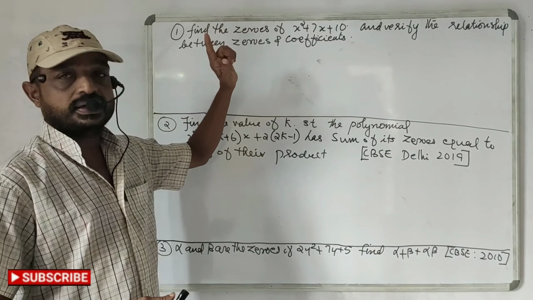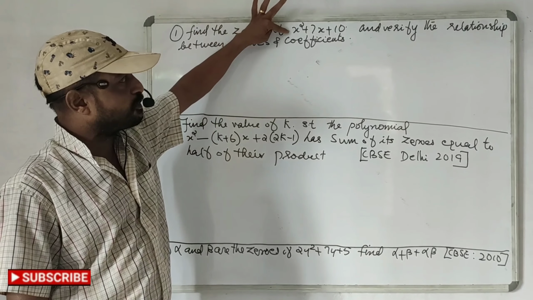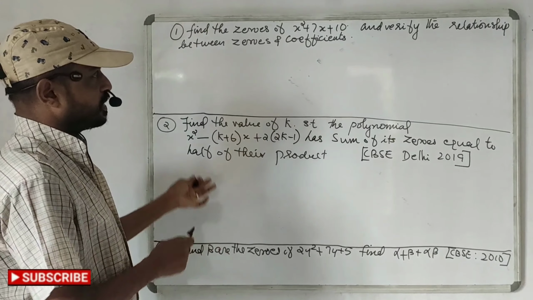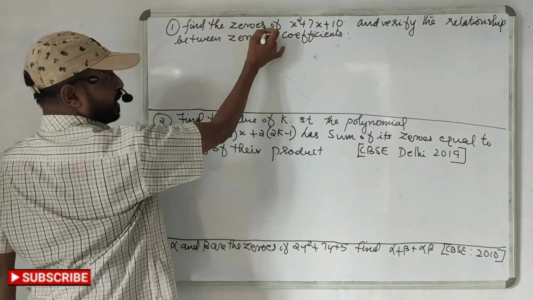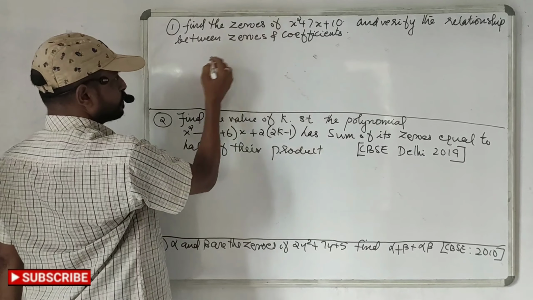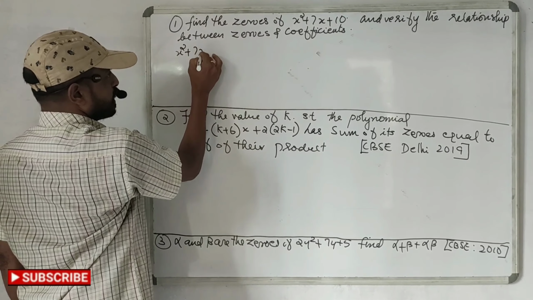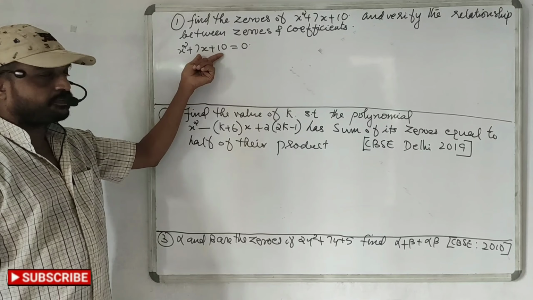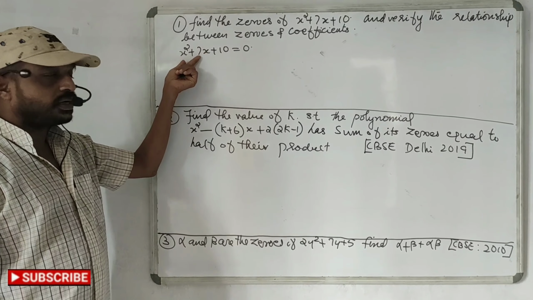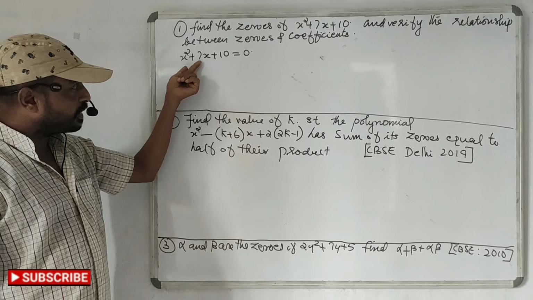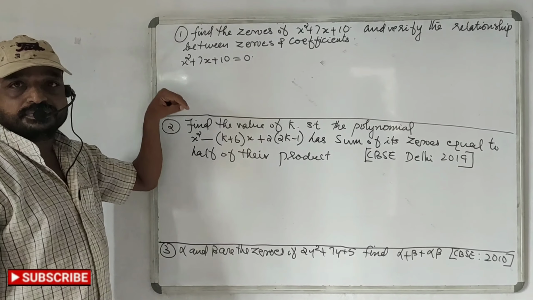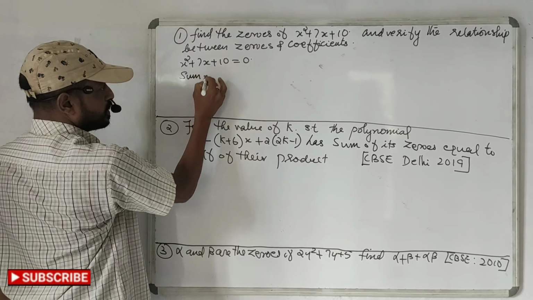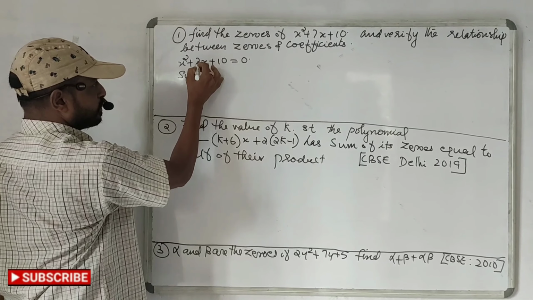So what is the variable here? x is the variable here. So equate this polynomial to 0 and then find the value of x. So x square plus 7x plus 10 equal to 0. How will you factorize this second degree polynomial? You will have to split the middle term. To split the middle term, you will have to find two numbers whose sum is 5. Sum is not 5, extremely sorry. Sum is equal to 7.